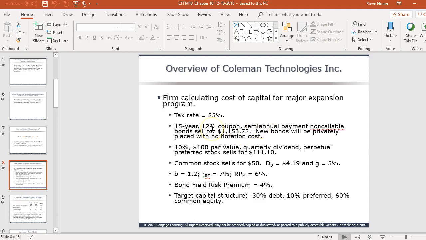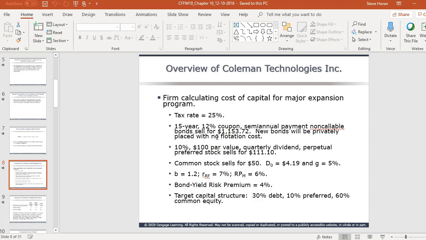Right now on the books, they have a 15-year, 12% coupon, semi-annual payment, non-callable bond that would sell for $1,153. If they go about issuing new bonds, it says right here they'll be privately placed with no flotation cost. Flotation is a brokerage fee.